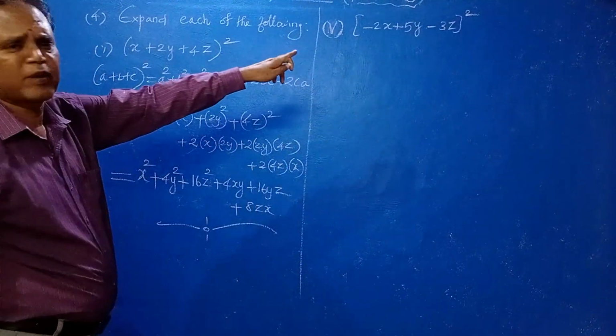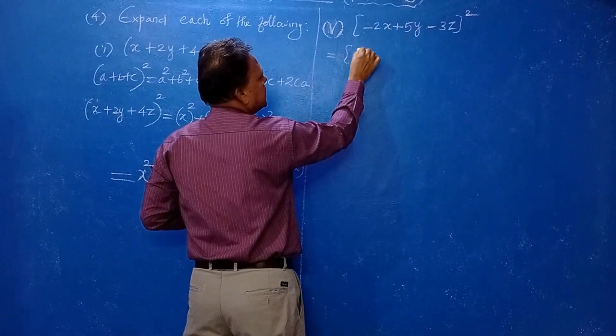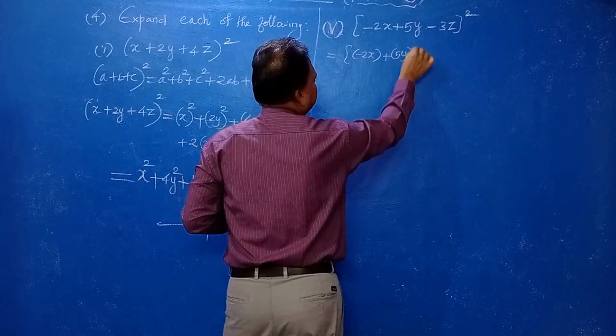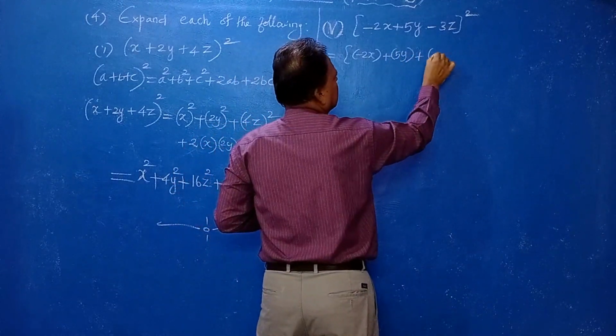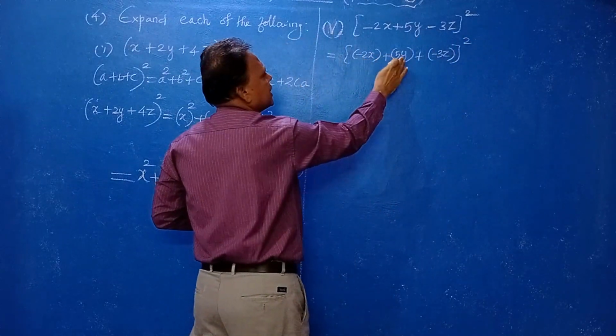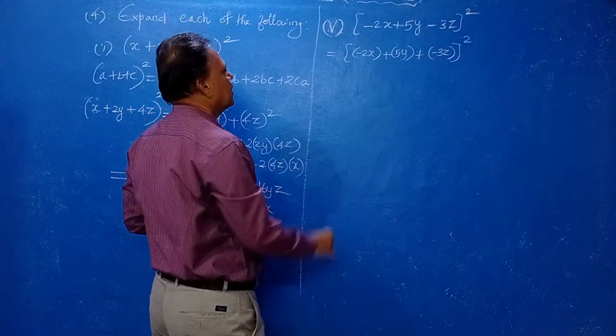So next to this problem you see, the same way only, the same formula you can apply, a plus b plus c whole square formula. Easily we can make it, you see, here this can be written as a is minus 2x plus b is 5y plus c is what? Minus 3z. The same thing, you can write it as a plus b plus c whole square.